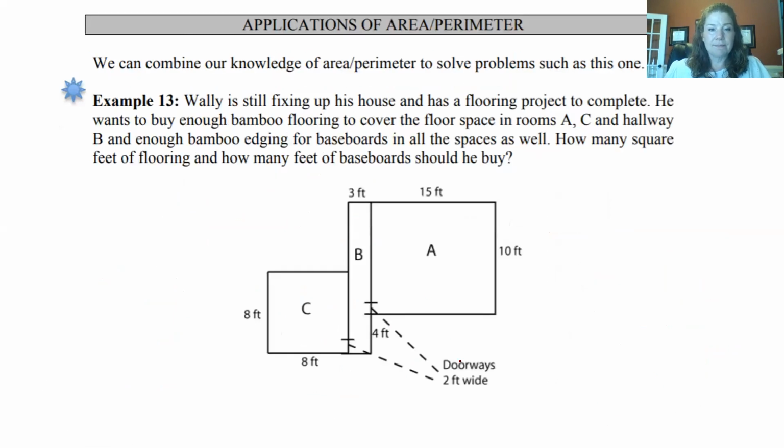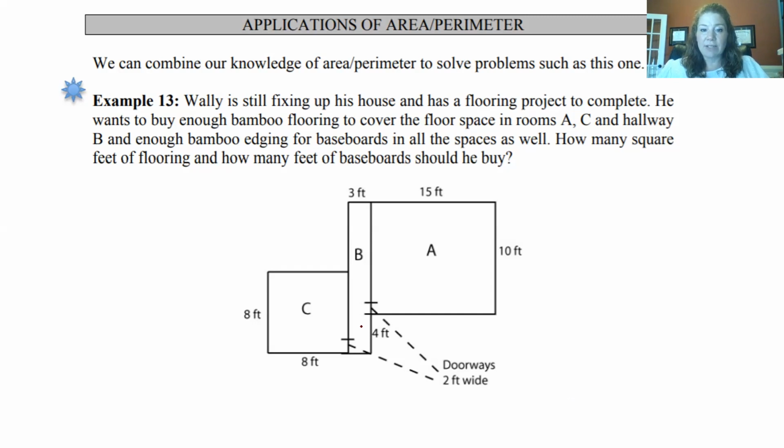All right. Let's see what this says. We can combine our knowledge of area and perimeter to solve problems such as this one. Wally is still fixing up his house and has a flooring project to complete. He wants to buy enough bamboo flooring to cover the floor space in rooms A, C, and the hallway, B, and enough bamboo edging for baseboards in all the spaces as well. How many square feet of flooring and how many feet of baseboards should he buy?